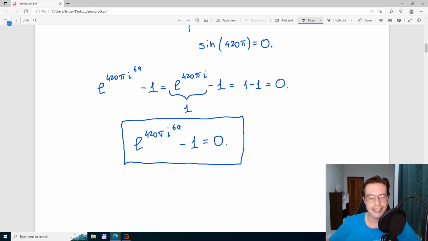So yes, this identity, which combines some of the most important mathematical constants, e, pi, I, 1, and 0, as well as some memes about 420 and 69, is actually true.